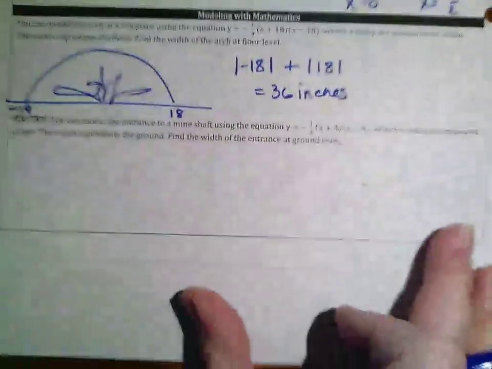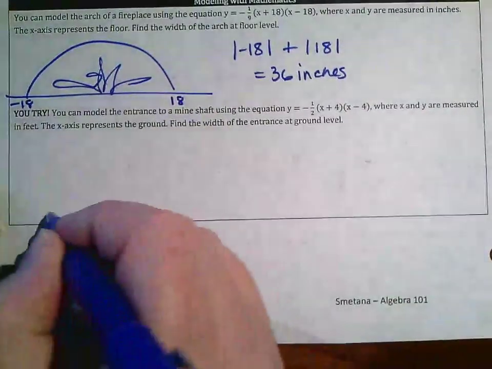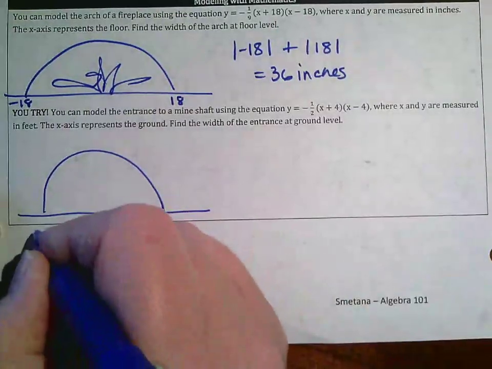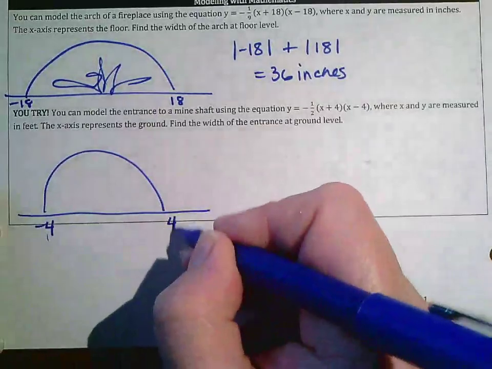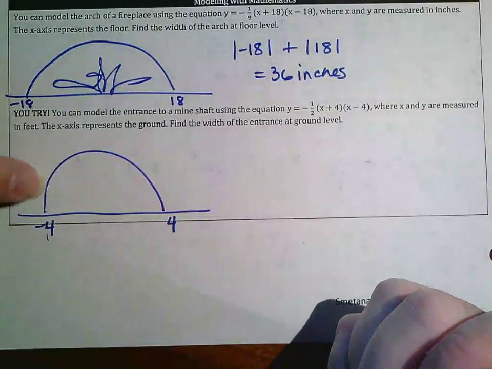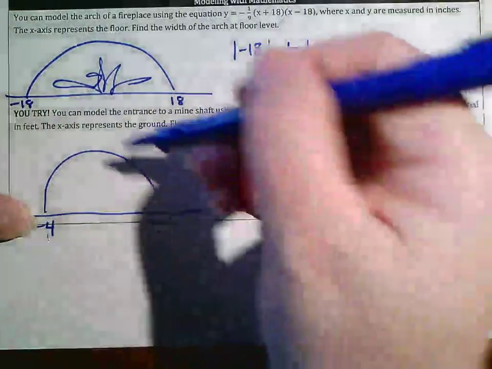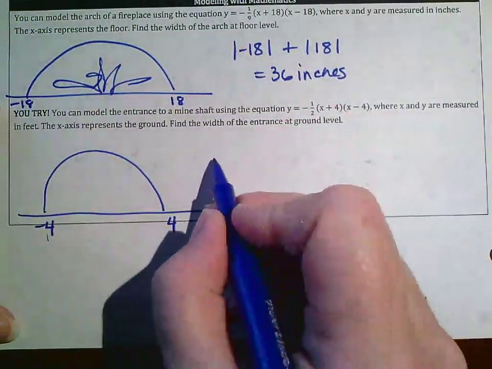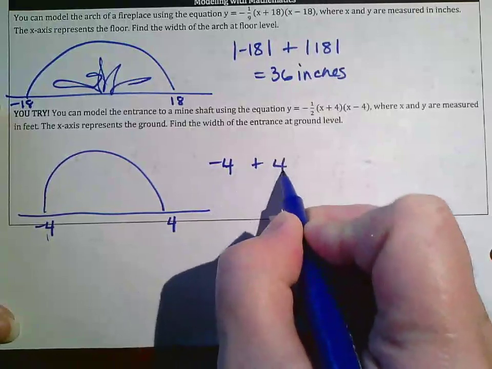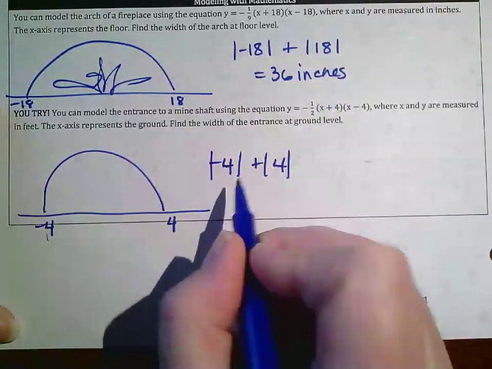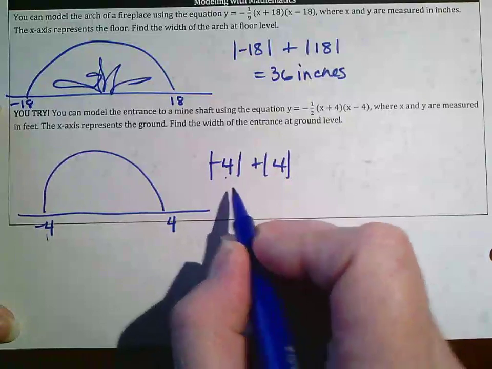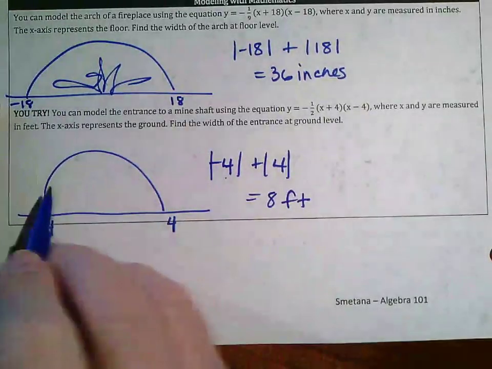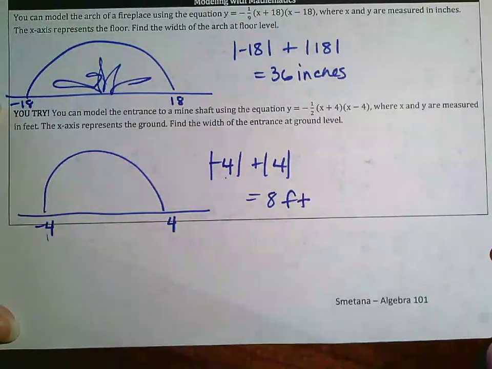And similarly, if you have a mine shaft, I don't know if anybody's been in a cave or a mine shaft lately. I've never been. But -4, +4, on a graph, this would be what we call the zeros of the equation, because there would be an axis going through here. And this would be -4 and +4. Remember absolute value, the distance from 0. So this is 4 + 4, or 8 feet. And you're finding the distance of the opening.